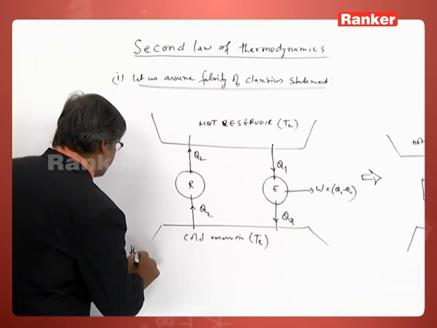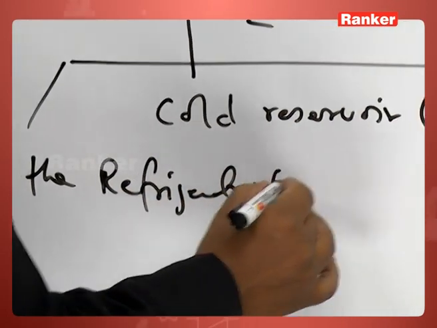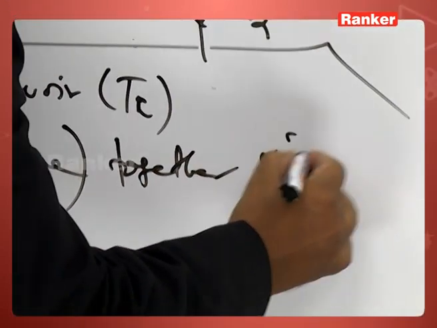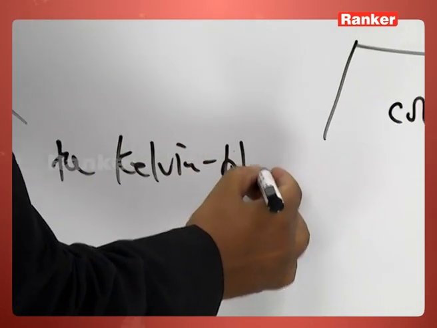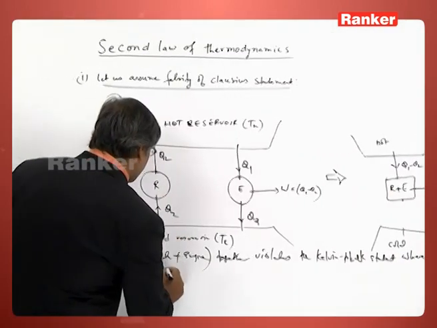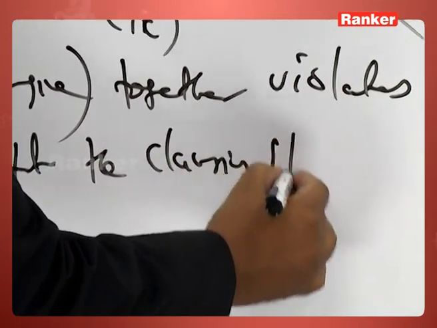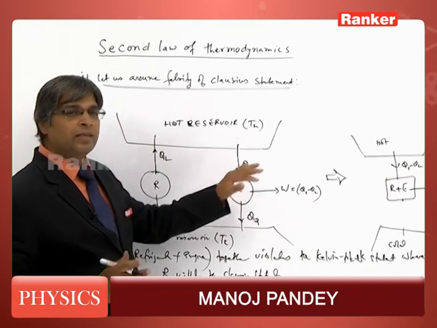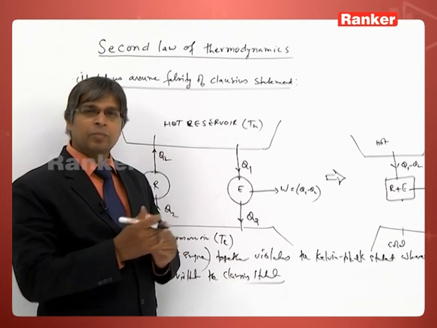Thus, the refrigerator plus engine together violates the Kelvin-Planck statement whenever it violates the Clausius statement. That means if Clausius statement is wrong, then the Kelvin-Planck statement automatically becomes wrong. Thus, it seems that both are equivalent.